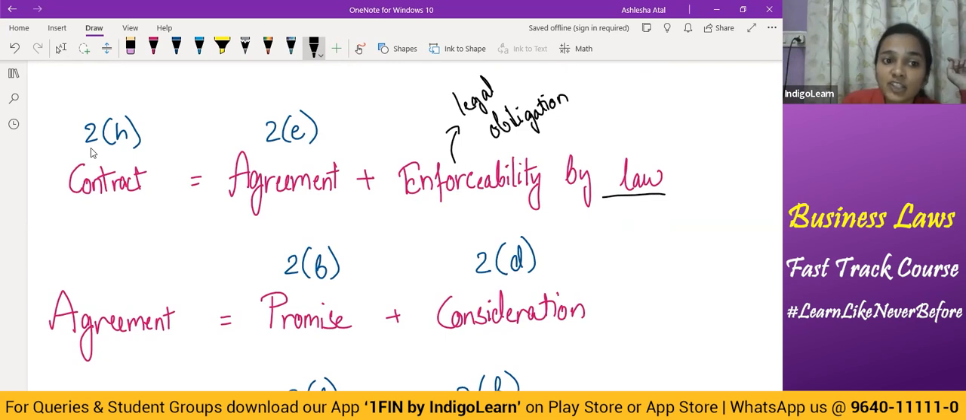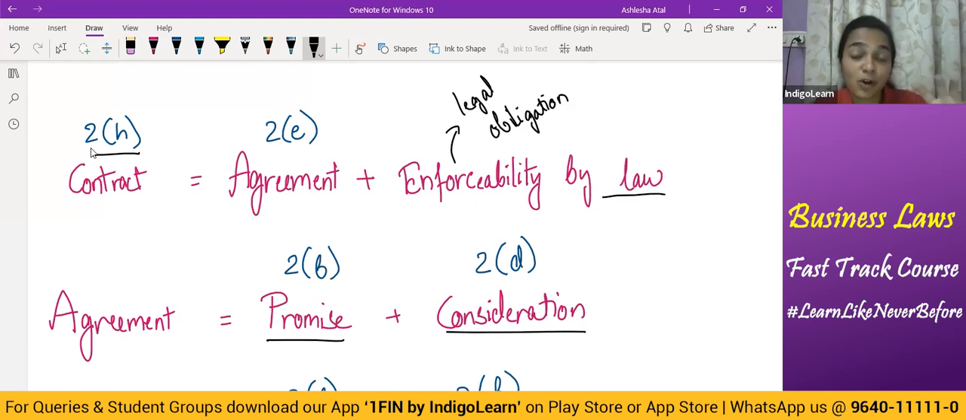So for a contract to come into existence, there has to be an agreement and enforceability by law. Contract is defined in section 2 clause H of the Indian Contract Act, and it states contract is nothing but an agreement which is enforceable by law. So only an agreement cannot make a contract. An agreement which is legally enforceable will become a contract. Now, what is an agreement? The equation of agreement goes like this: agreement is equal to promise plus consideration. So there has to be a promise, and that promise should also involve some consideration.